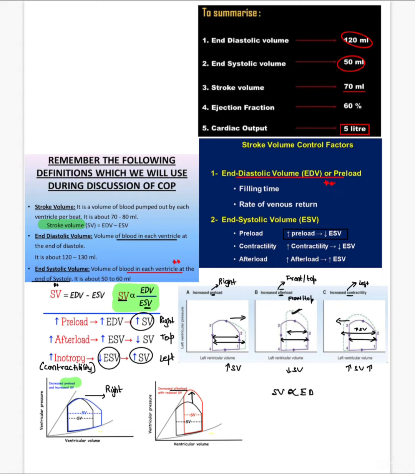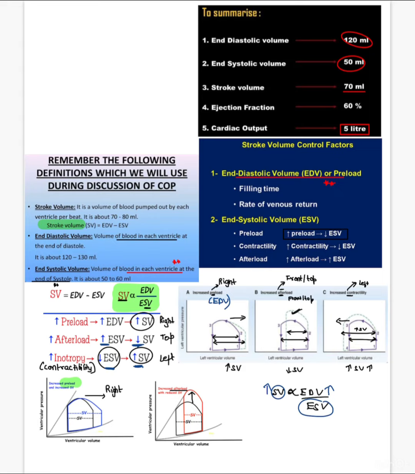Now this thing is very important. Stroke volume is directly proportional to your end diastolic volume and inversely proportional to your end systolic volume. We already said preload is equal to end diastolic volume. So if the preload increases, what will happen? End diastolic volume will increase, therefore stroke volume will increase. Now think about afterload. If the stroke volume reduces, it means end systolic volume will increase. Do you see? Then inotropy means contractility. If the stroke volume increases, end systolic volume will reduce, because they both are in an inverse relationship. This is important that you need to know.